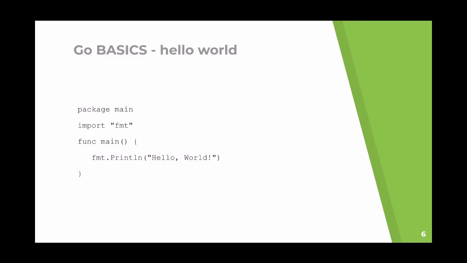Here we have our first program in Go, Hello World. We have three keywords here. We have package to declare that this program is in the main package. We import fmt for the Println function. We have func to declare that this is a main function.